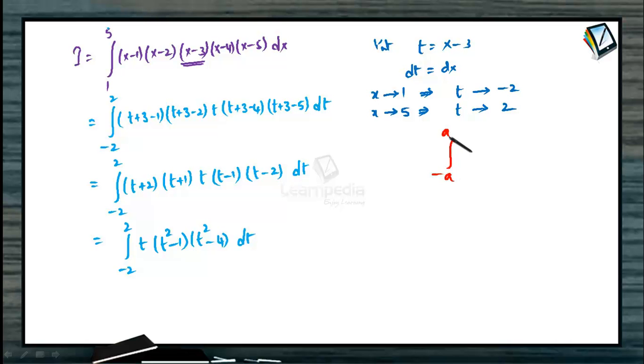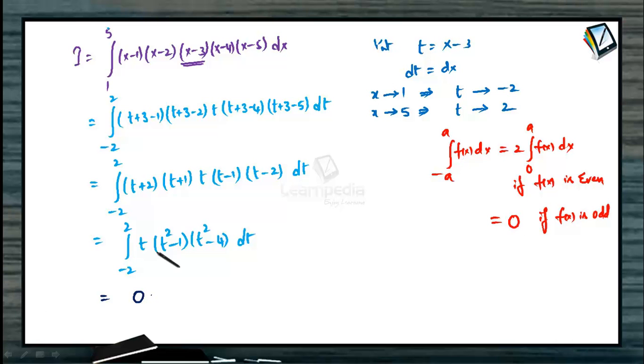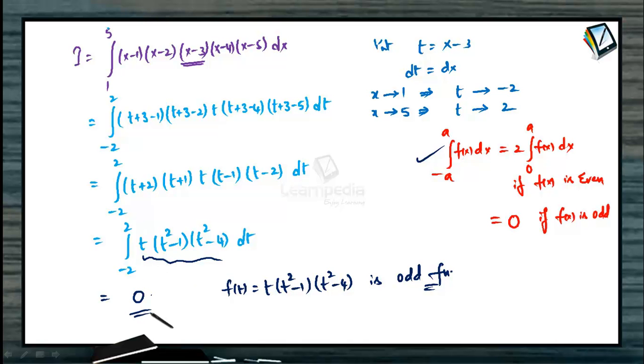So from minus a to a f of x dx, the value of this integral depends on the nature of f of x. This would be 2 times integral 0 to a f of x dx if f of x is even, and we also have this result is 0 if the function f of x is odd. Remember? So what will happen if you observe this? Because the function here, that is f of t equal to t into (t square minus 1) into (t square minus 4), is an odd function, right? Then by simple application of this result, this integral value between minus 2 to 2 will become 0, right?